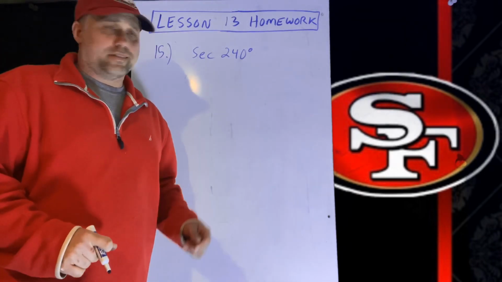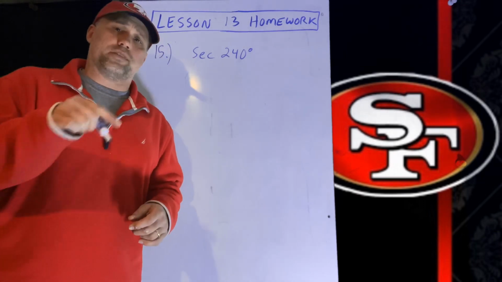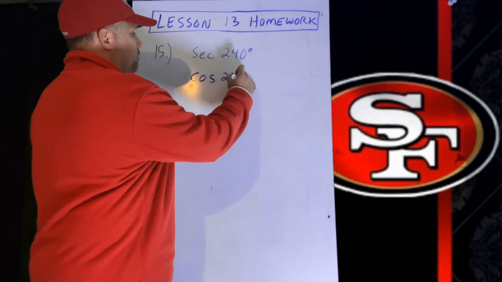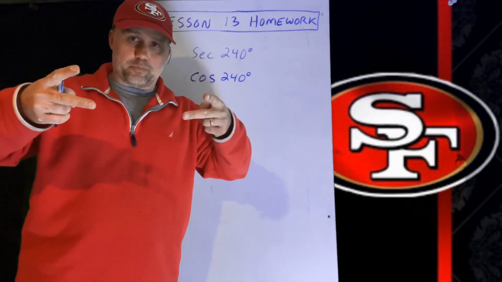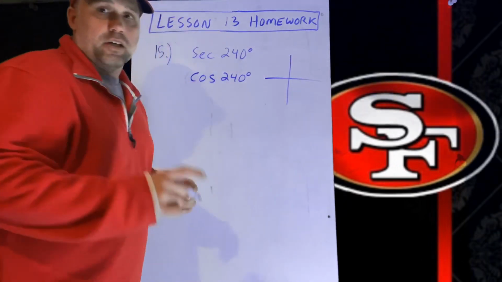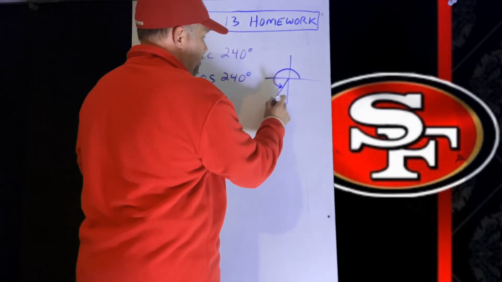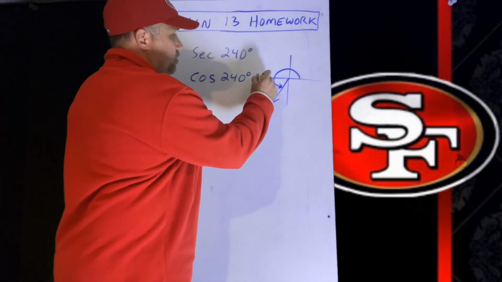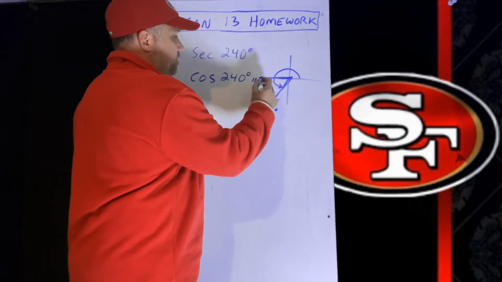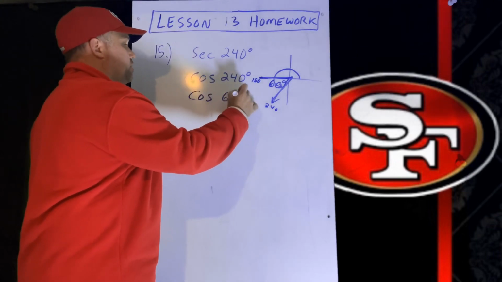All right, number 15 is the secant of 240 degrees. So we got to remember from the lesson that secant is cosine's reciprocal. So to find the secant of 240, I'm going to first find the cosine of 240, and then at the end, flip it. All right, so to find the cosine of 240, I first need to find 240's reference angle. 240 sits about right there. So its reference angle is going to be this angle right here. If this is 240 and this is 180, we have a difference of 60 degrees right there. So cosine 240 would be the same as the cosine of 60.